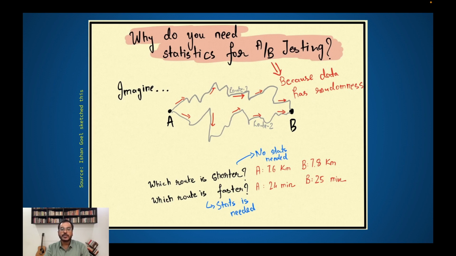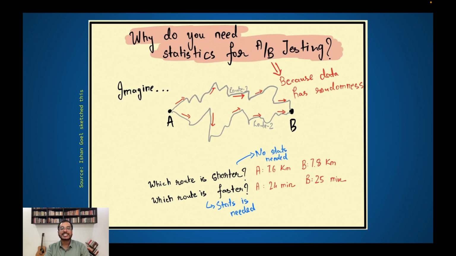But suppose I ask you a different question this time: which route is faster? Now the question becomes interesting. Suppose you do the same thing: you open up your phone, switch on Google Maps, and key in the source and the destination. This time, you see that route 1 is taking 24 minutes and route 2 is taking 25 minutes. How do you decide? Because time is random, it might be that there is more traffic on route 2 today, but tomorrow route 2 comes out to be faster than route 1.